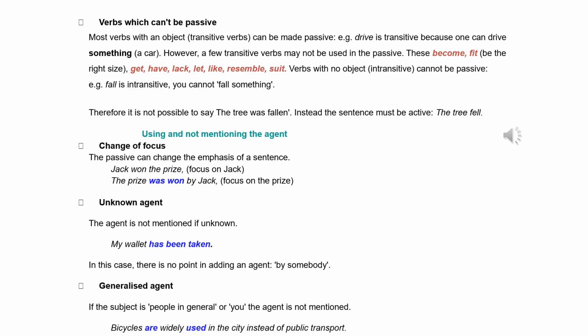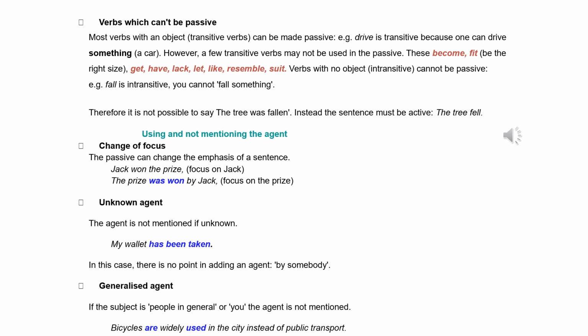Using and not mentioning the agent. Change of focus. The passive can change the emphasis of a sentence. Jack won the prize. Focus on Jack. The prize was won by Jack. Focus on the prize.